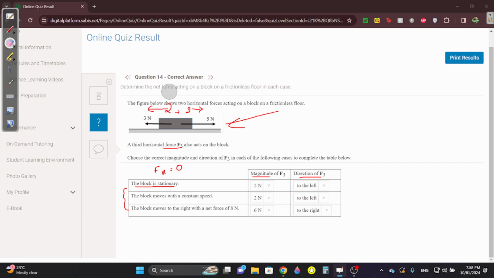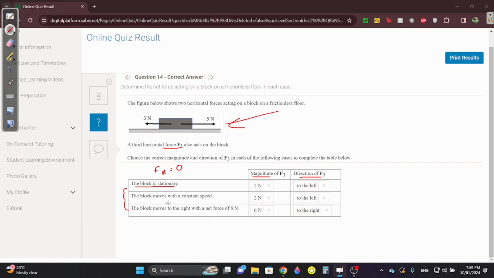Why is it 2 to the right, Walid? Look, you have 5 to the right, 3 to the left, so 5 minus 3 is 2 to the right. Here is 2 to the right. So to make it 0 in total, you have to put 2 to the left to cancel out that 2 to the right. So 2 to the left.